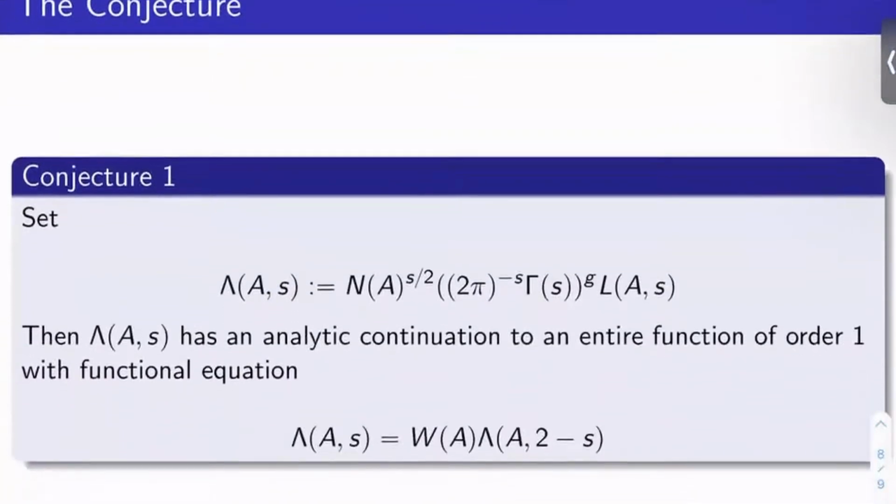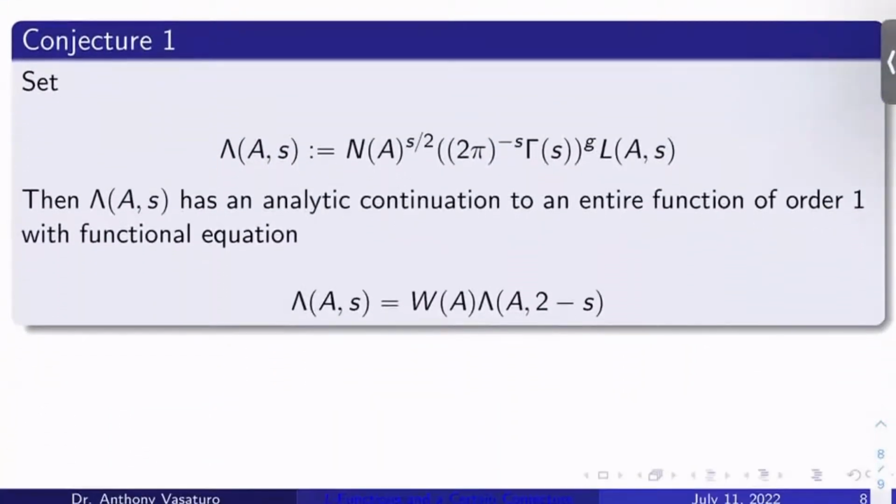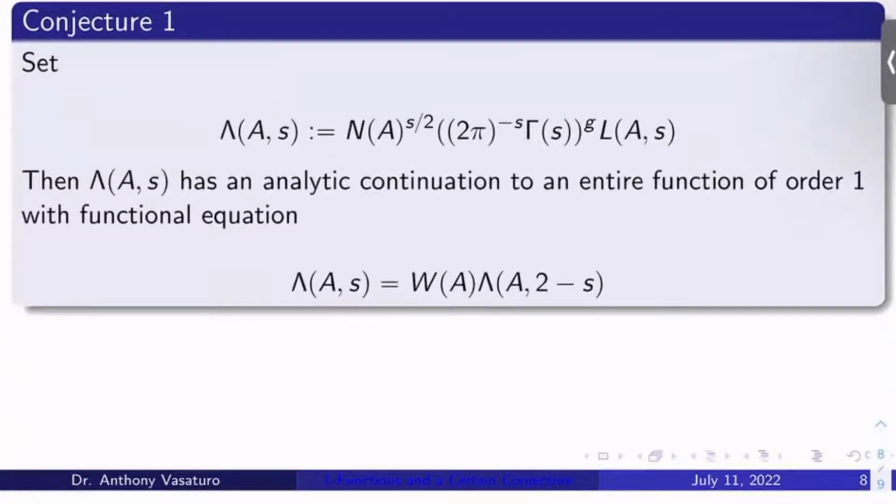So what is this conjecture that's in the title of the video? Well, so I'll call it conjecture 1. Here's what it says. Let's let lambda of AS be the conductor of A to the S over 2 power times 2 pi to the negative S gamma of S, where gamma of S is just the usual gamma function, all to the G power. Remember, G is the dimension of A here, times the L function of A.